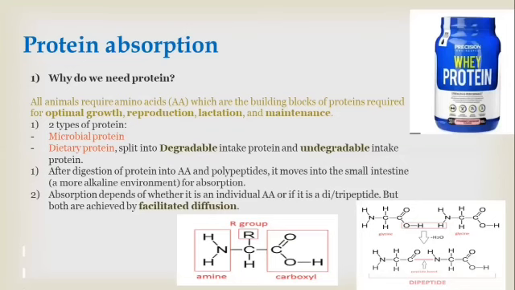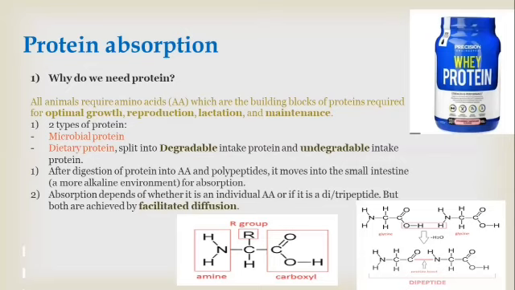First, we divide the nutrients into the main parts: protein, fats, carbohydrates, minerals, and vitamins. I will begin with protein. Why do we need protein? All animals require amino acids, which are the building blocks of protein, required for optimal growth, reproduction, lactation, and maintenance. There are two types of protein: microbial protein and dietary protein, which is split into degradable intake protein and undegradable intake protein.